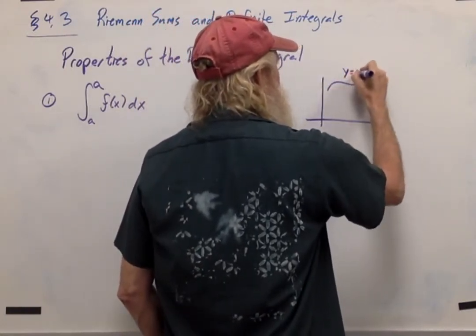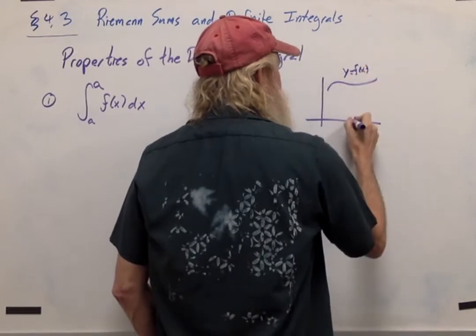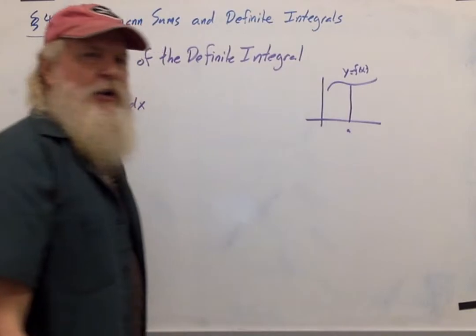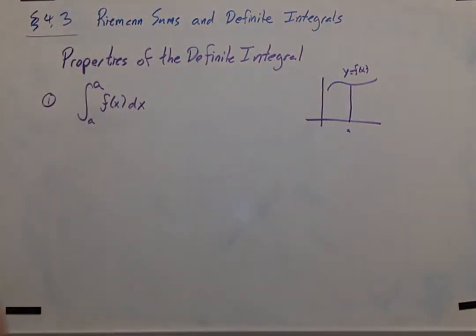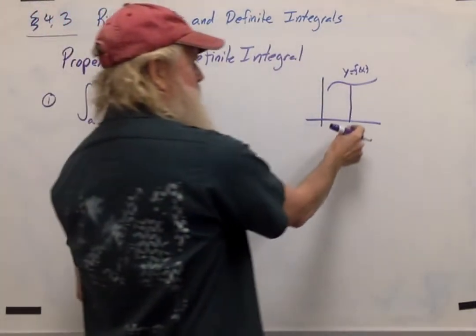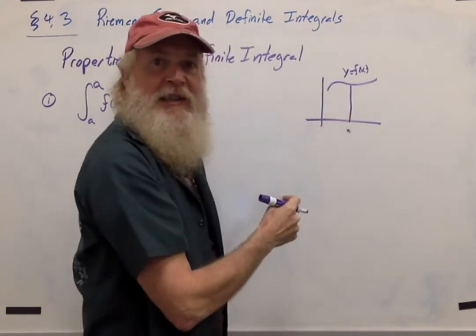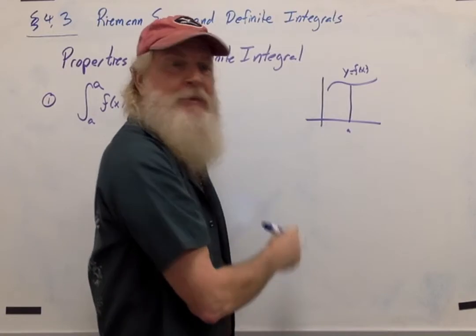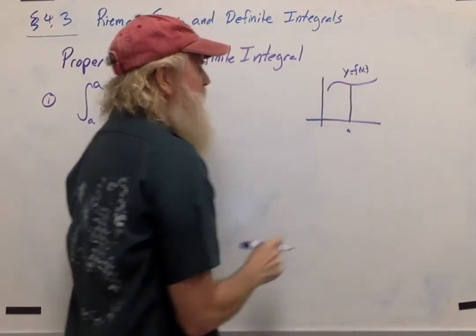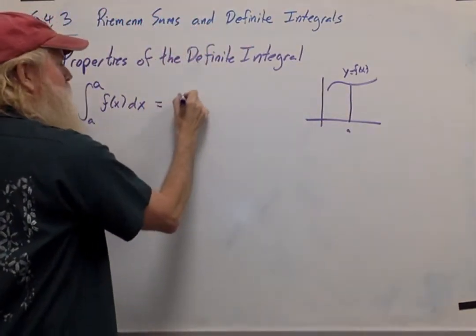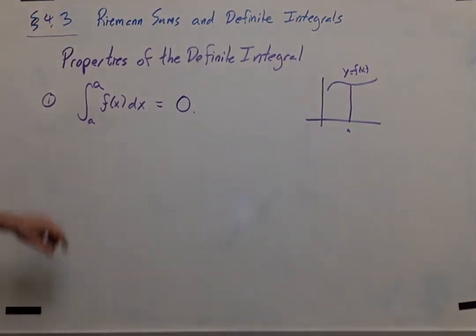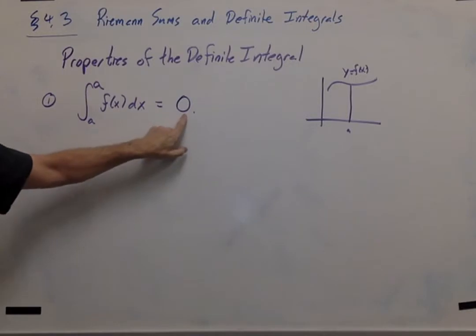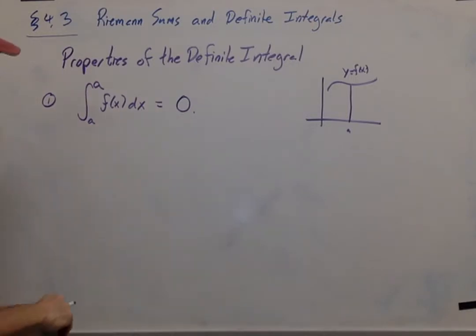Here's our function y equals f of x. Here's a. And I want the area under the curve between a and a. Well, I suppose this would just be one very skinny rectangle that has a base of 0. So if I take base times height, then that's 0 times f of x, which is 0. And in the future, anytime you see an integral where both endpoints are the same, you can simply say that the answer is 0.